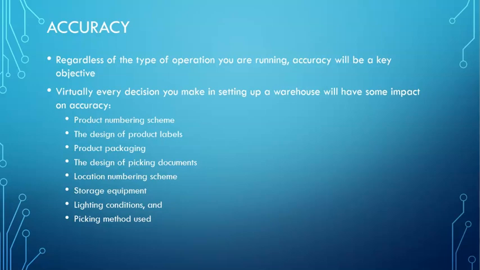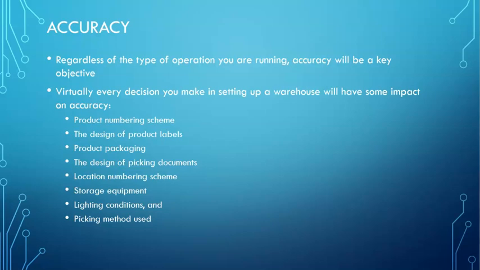For example, if we say product numbering scheme, if the product numbering was not efficient, then that will affect the warehouse accuracy, or it will impact accuracy. The design of the labels, if the design of the labels was not efficient or not productive, then it might affect or impact accuracy. The product packaging, the way that you package these boxes or products or items, is very important because that will also impact accuracy.